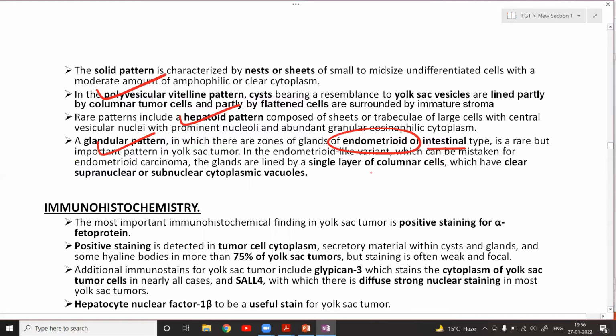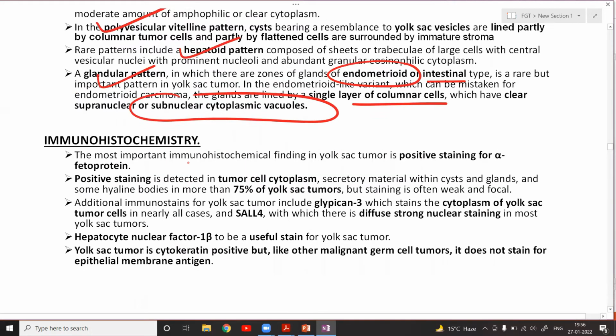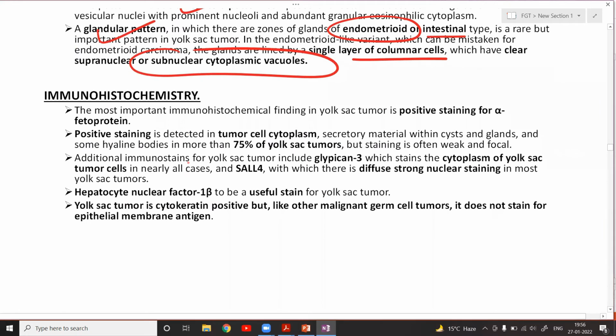So I have already explained you have a single layer of columnar cells which are lined by cells showing subnuclear cytoplasmic vacuoles. Okay. Coming to the immunohistochemistry of this part, very, very important. Most of them are positive for alpha fetoprotein, but this answer is an undergraduate level answer. You have to speak about other markers.